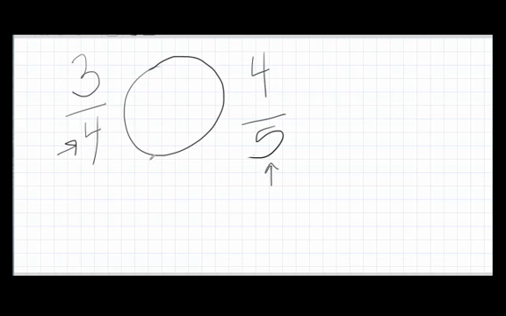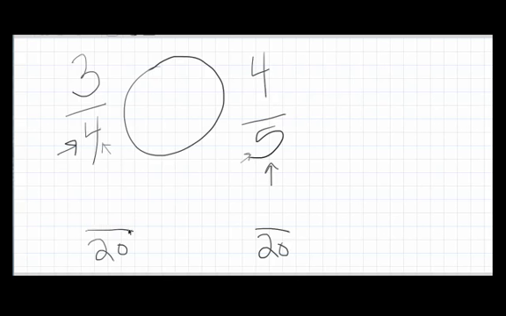And so what we need to do is change these into common fractions so that we can compare them. So what we need to do is find the least common denominator, the smallest number that both 4 and 5 go into, and we're going to change these fractions into common fractions so that we can compare them. So if I think about 4 and 5, I think about the least common denominator, the smallest number they both go into. 20 is the smallest number.